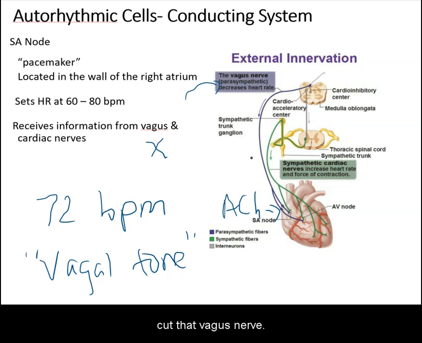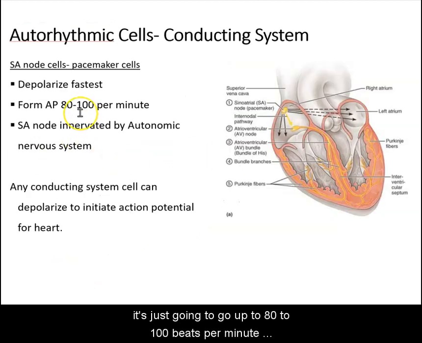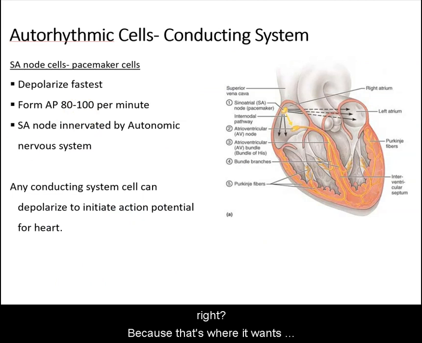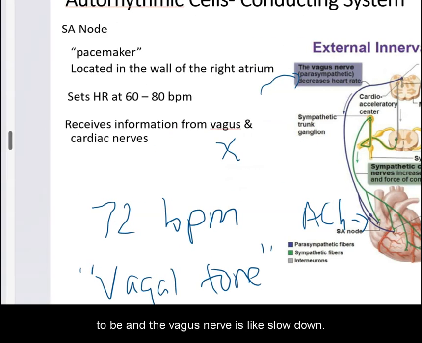So if I cut that vagus nerve, it's not going to go abnormally high. It's just going to go up to 80 to 100 beats per minute, right? Because that's where it wants to be. And the vagus nerve is like, slow down. So that's what the vagus nerve does.